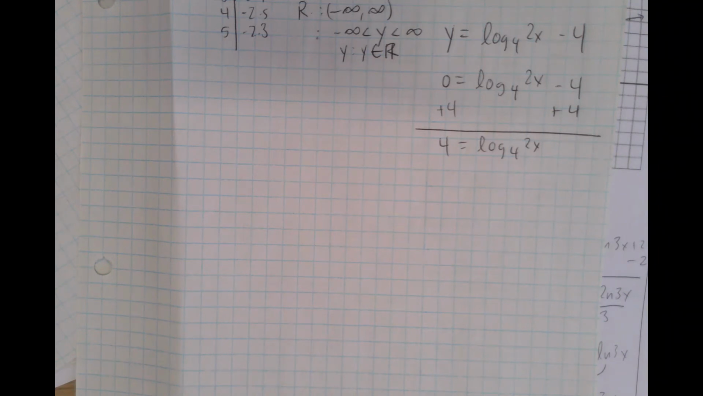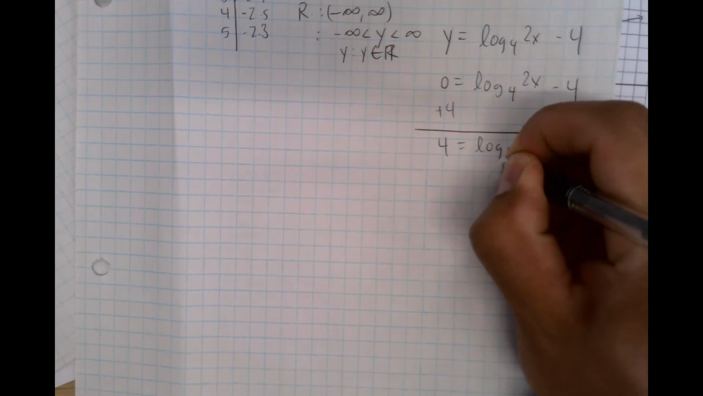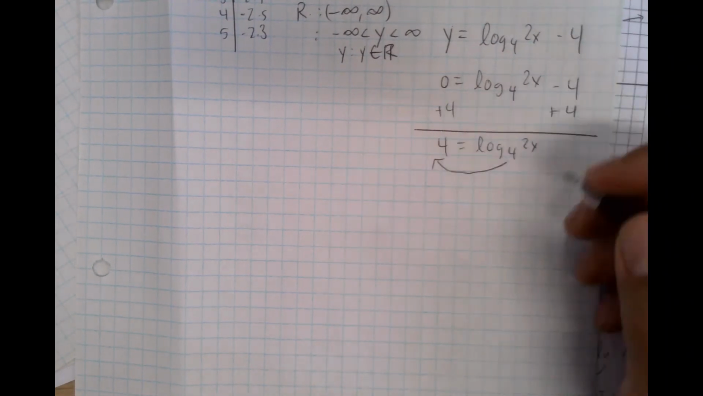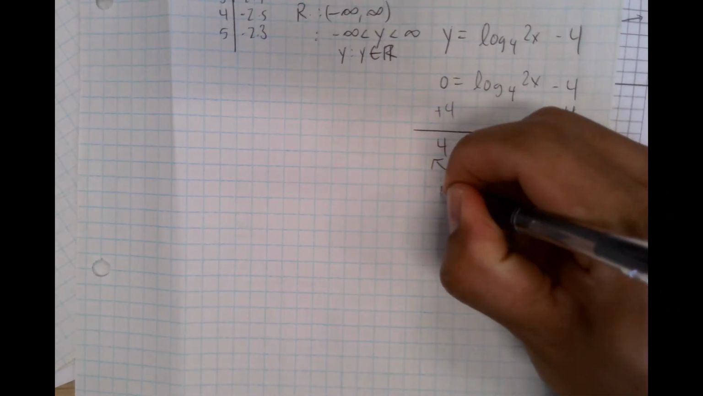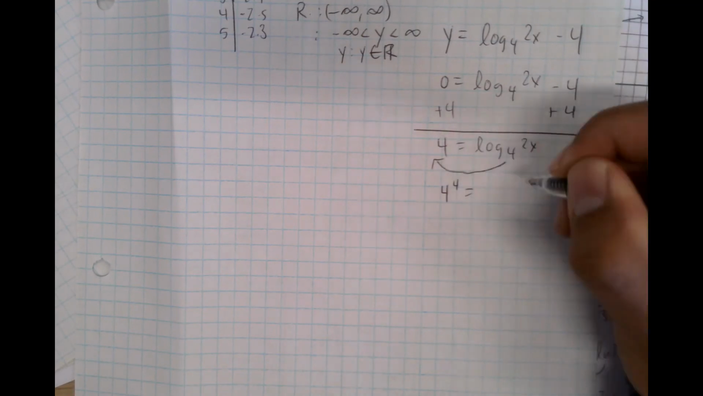Does anyone remember, what are we supposed to do at this point? Oh, Gary? So the number on the other side of the equation becomes the exponent of the base of the log. Right, so we can change this to exponential form. You can move this log to the other side, and it becomes 4 to the 4th power equals 2x.